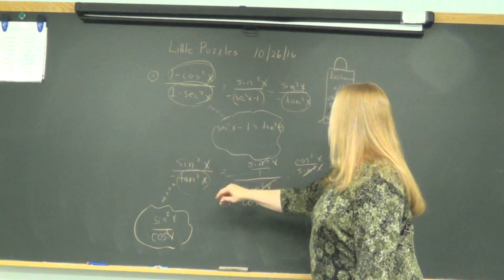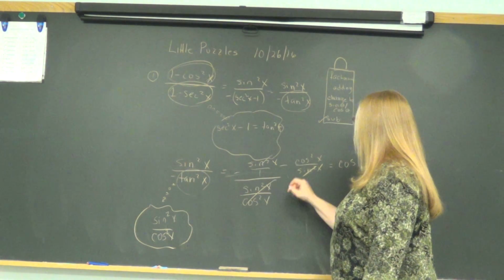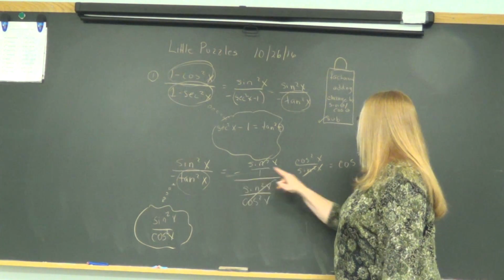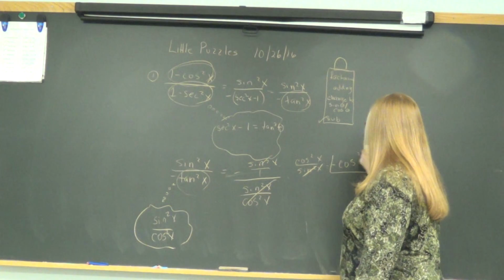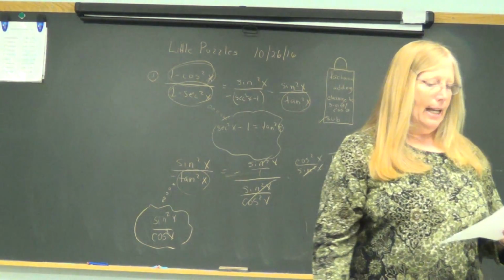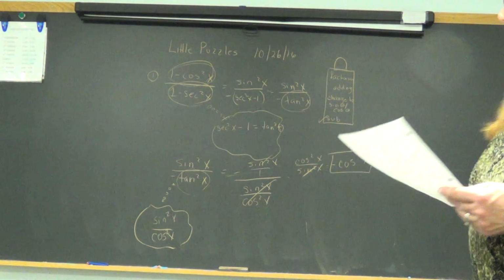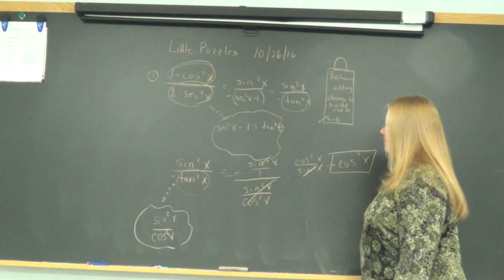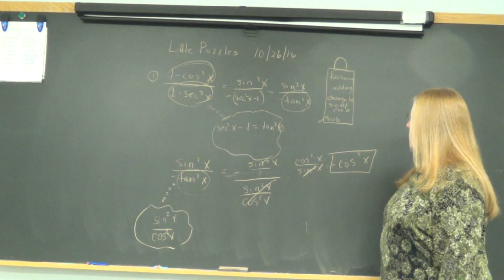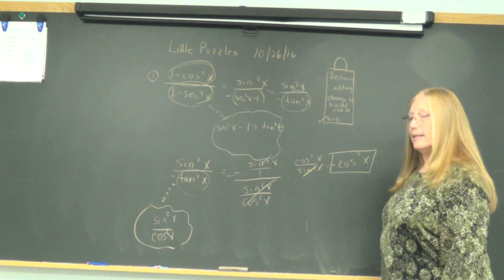But I lost my negative sign. Hands up, it comes along in each of the steps. So the negative sign is still there. Minus cosine squared x is the answer. So here we have it right there: minus cosine squared x.